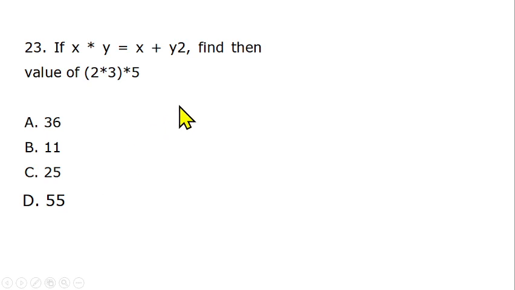Question number 23 is from binary operation. If S asterisk Y is equal to S plus Y squared, we have to find the value of 2 asterisk 3 asterisk 5. Binary operation is one topic in further mathematics. So S asterisk Y is equal to S plus Y squared. So how do we simplify this?